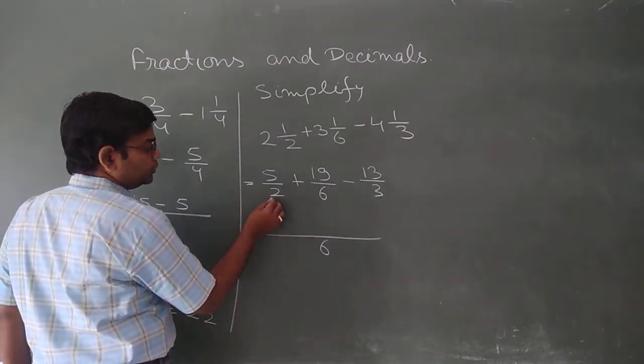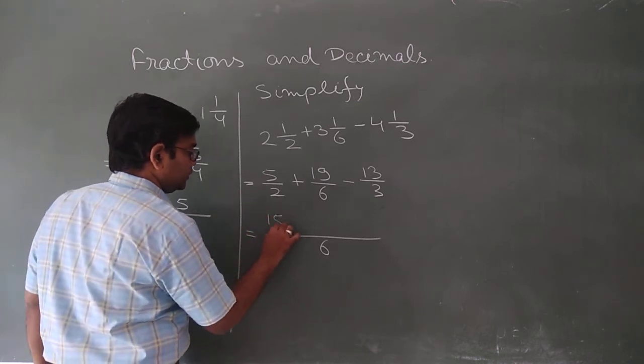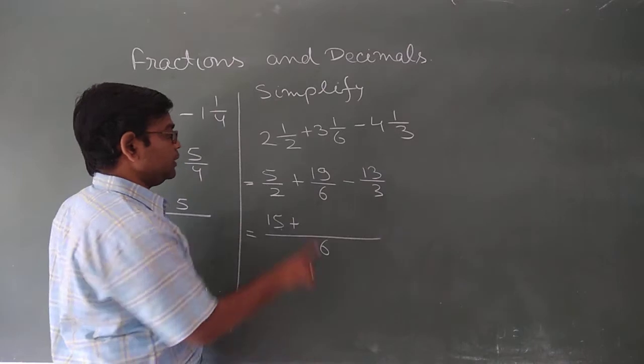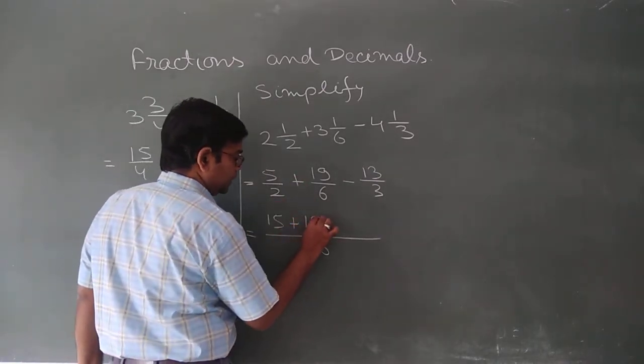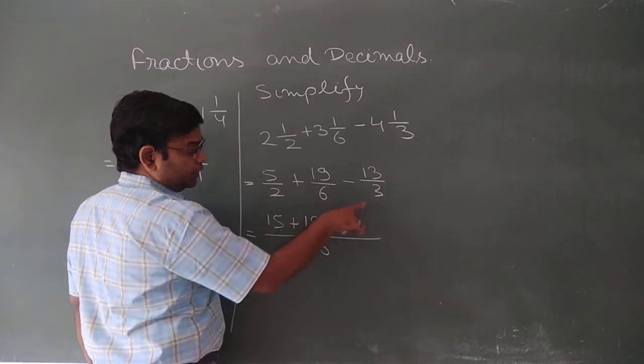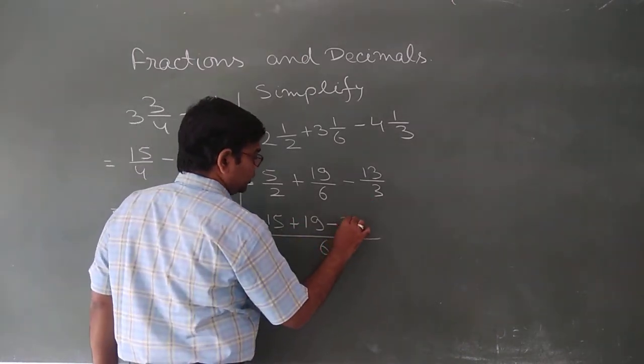6 divided by 2 is 3. 3 multiplied by 5 is 15. Plus, 6 divided by 6 is 1. 1 multiplied by 19 is 19. Minus 3, if 6 is divided by 3 we have 2. 2 13s are 26.